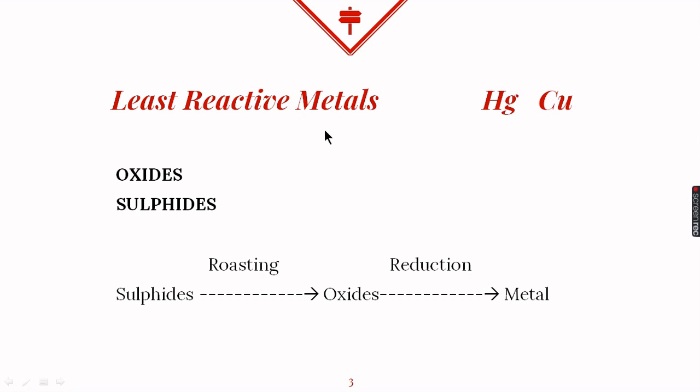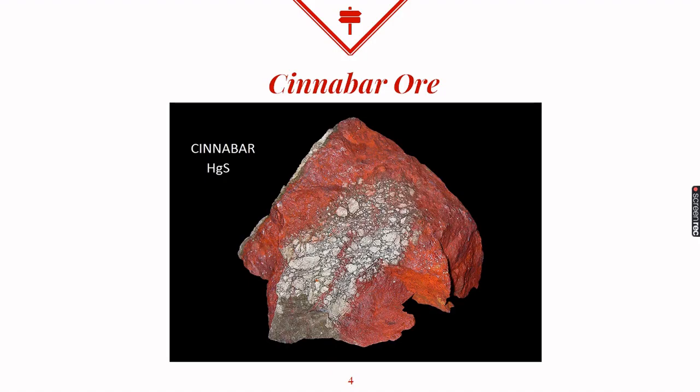The ores of these metals are either found in the form of their oxides or their sulfides. If it is a sulfide ore, first it is converted into oxide by the process of roasting, and then this oxide undergoes reduction to obtain the metal. So first we will start with the ore of mercury, which is cinnabar. So cinnabar is the mercuric sulfide ore.